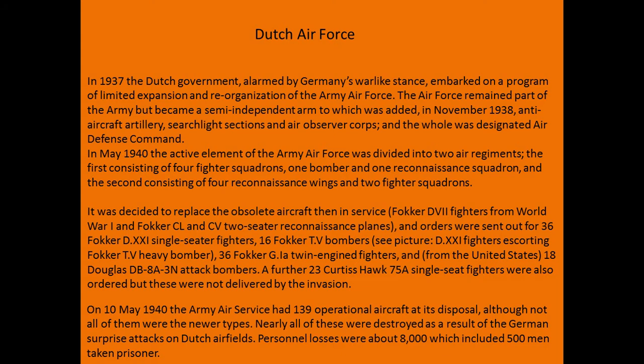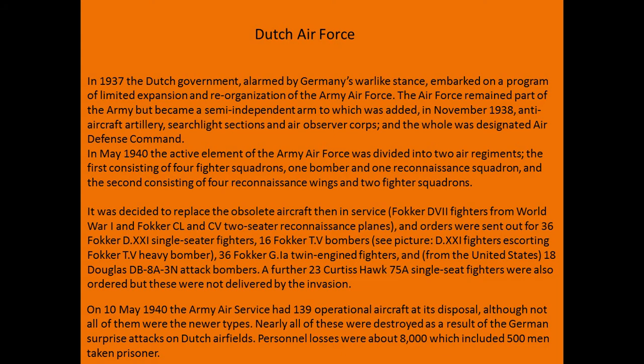In May 1940, the active element of the Army Air Force was divided into two air regiments, the first consisting of 4 fighter squadrons, 1 bomber, and 1 reconnaissance squadron, and the second consisting of 4 reconnaissance wings and 2 fighter squadrons. It was decided to replace the obsolete aircraft then in service, Fokker D-7 fighters from World War I and Fokker CL and CV two-seater reconnaissance planes. Orders were sent out for 36 Fokker D-21 single-seater fighters and 16 Fokker T-5 bombers.